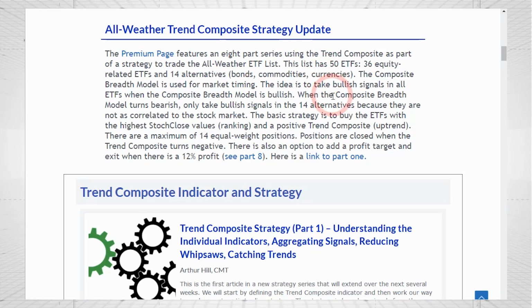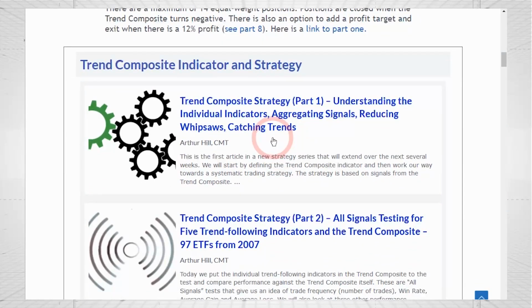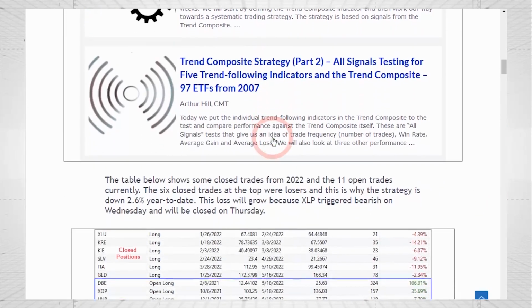and currencies. And the idea is when the composite breadth model is bullish, we take signals in all ETFs. But when the composite breadth model turns bearish, we don't take signals in stock-related ETFs. We just take signals in the alternative ETFs that are less correlated or not correlated to the stock market. And I've got an 8-part series on this strategy that's available to subscribers at Trend Investor Pro.